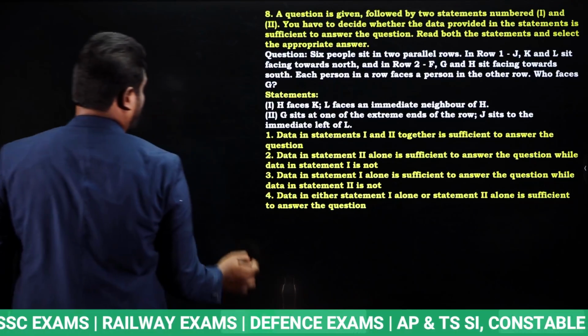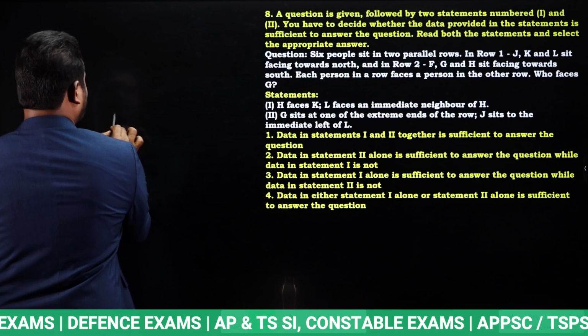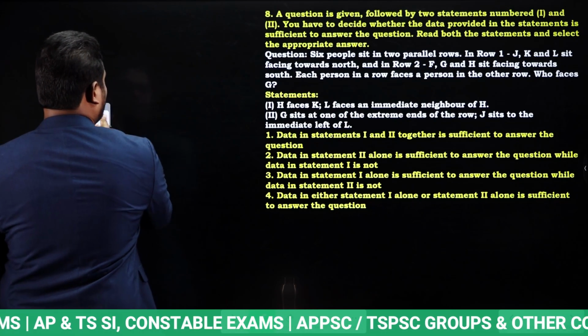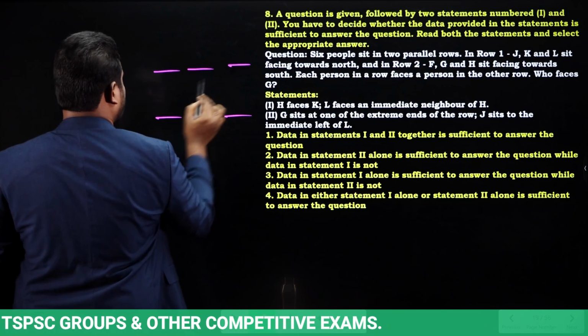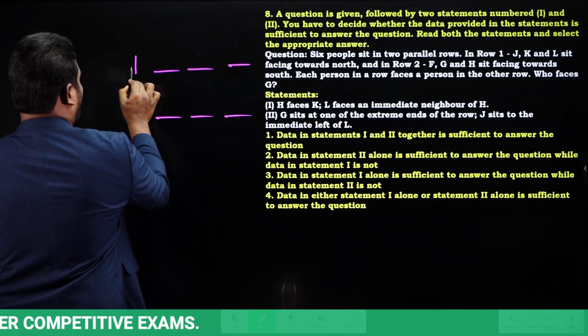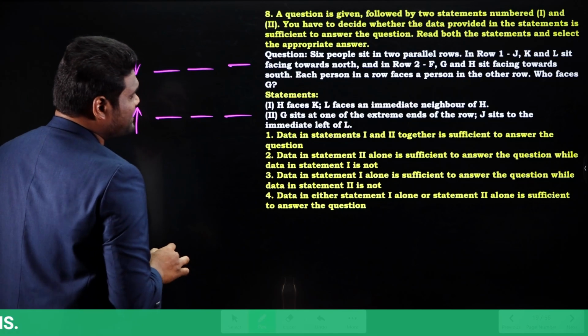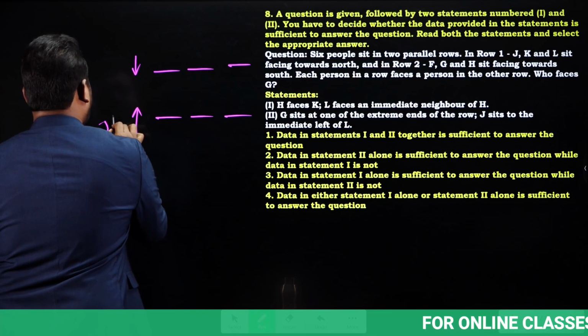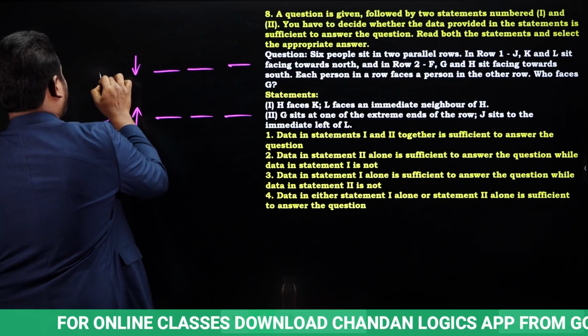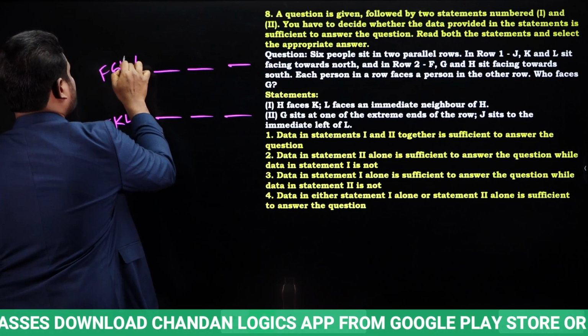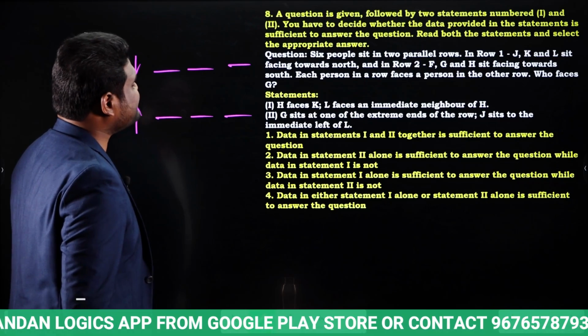Okay. Now look here. According to the question, 3 persons are facing towards north. 3 persons are exactly opposite and they are facing towards south. Is that clear? Now who are the persons facing towards north? J, K, L. 3 persons. Now facing towards south: F, G, H. Yes or no?